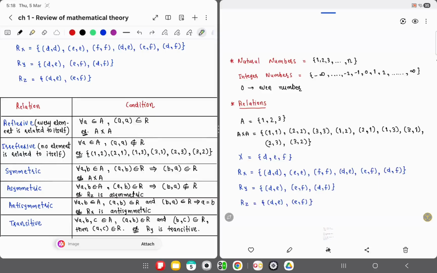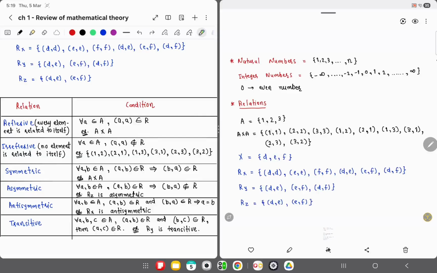For that, we have to take the Cartesian product of the set A. For every element a of set A, the pair of the element, that means (a, a), belongs to relation R. Now we will see this in the example. The Cartesian product contains (1,1), (2,2), (3,3), (1,2), (2,1) like this.